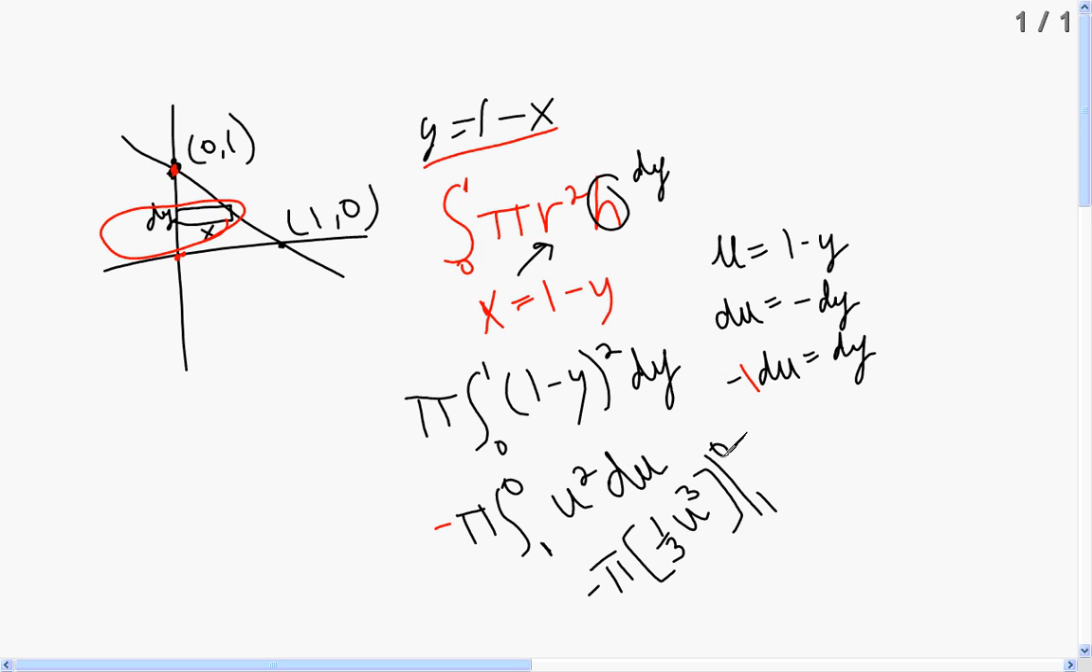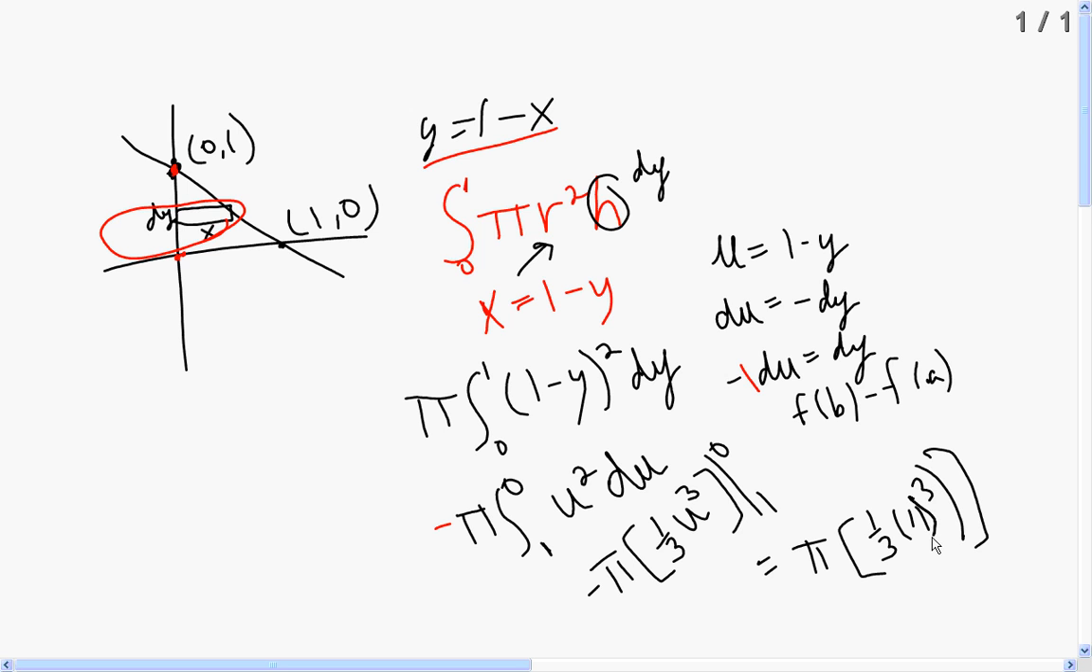So if I plug in for u, when I plug in 0, all of this is going to be 0. But remember, it's f of b minus f of a. So I'm supposed to subtract that second part. So when I plug in this 1, I'm supposed to be subtracting all of this. So subtracting a negative means I'm going to have a positive. So that's pi times 1/3. And we plug in 1 for u. So that's 1 cubed. 1 cubed is 1, of course, times 1/3, and times pi. That's equal to 1/3 pi.